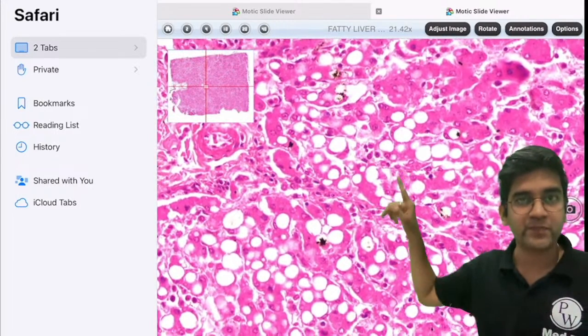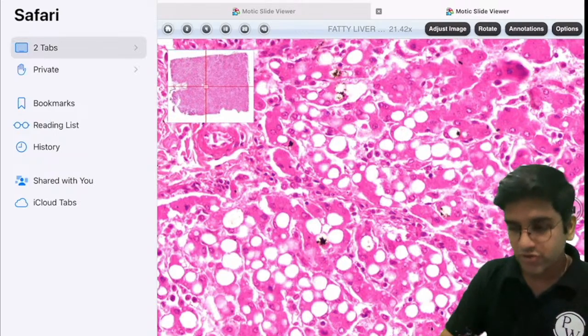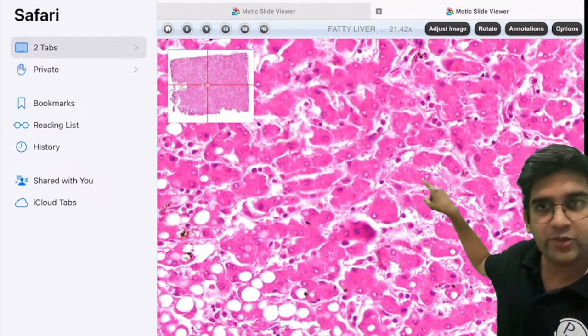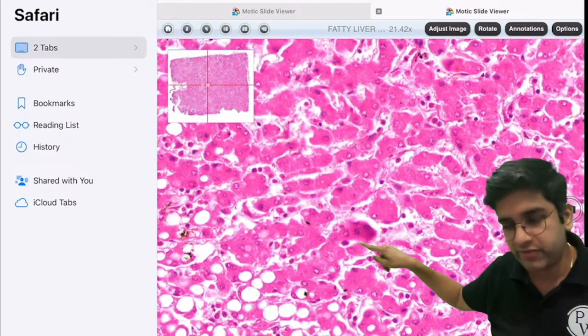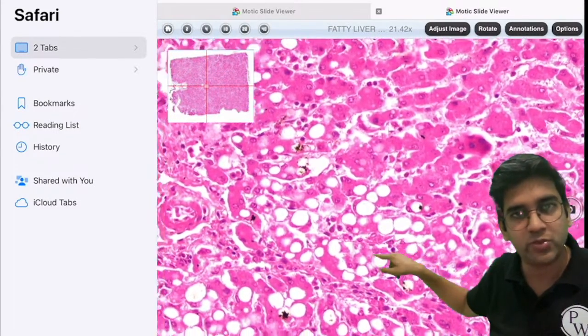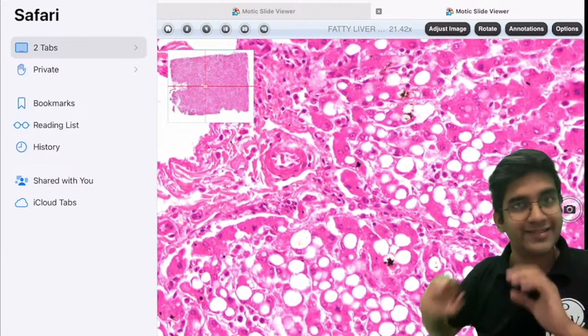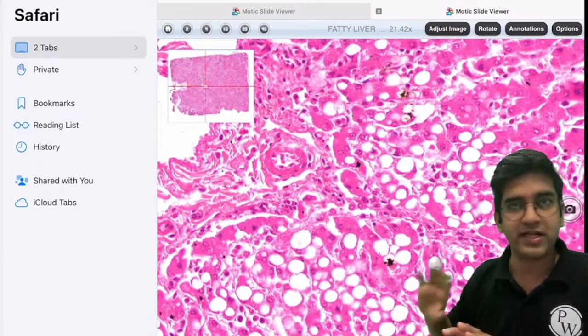What are these? It's fatty change, right? So this is a normal hepatocyte. You can look at the normal hepatocyte. It's pink in color, completely pink. But when you go closely here, what's happening? It's having lots of empty vacuoles, right? It's a liver slide, a real-life patient slide, which is a digitized version.